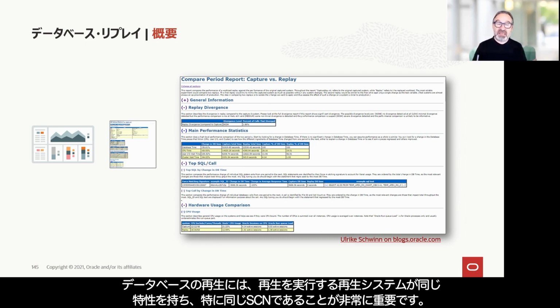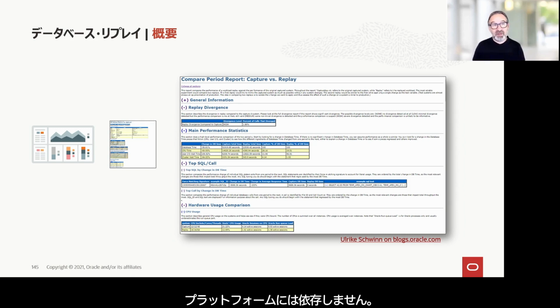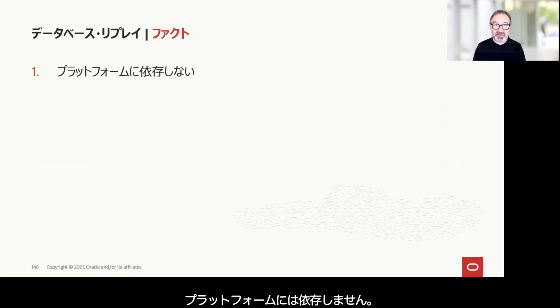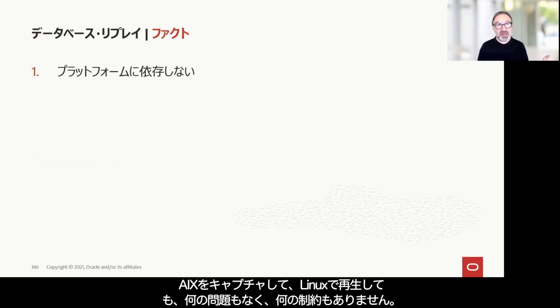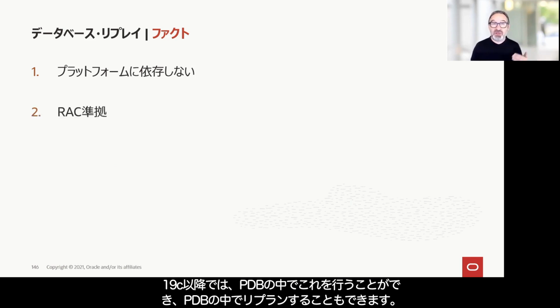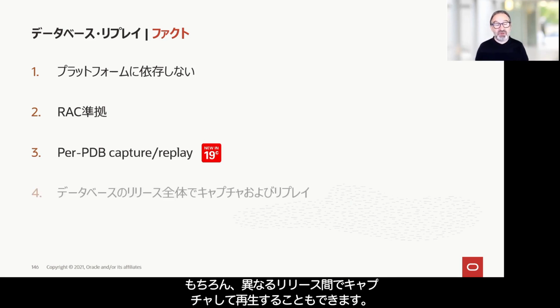So it's really key for Database Replay that your replay system where you execute the replay has the same characteristics, and especially the same SCN. So this is platform independent, very important. You capture on AIX, you replay on Linux, no problem at all, no restrictions. It's RAC compliant. You can do this also within a PDB and replay in a PDB since 19c. And you can, of course, capture and replay across different releases.